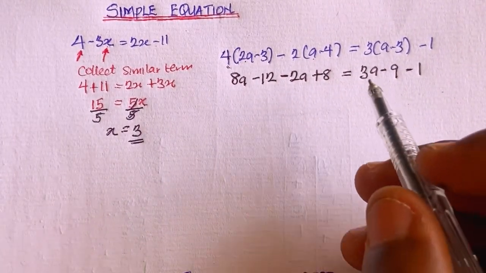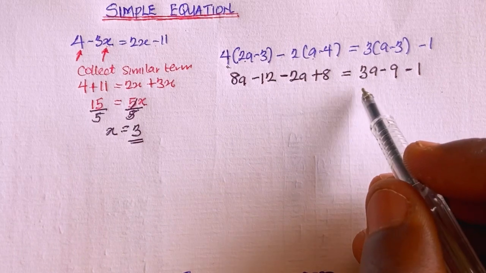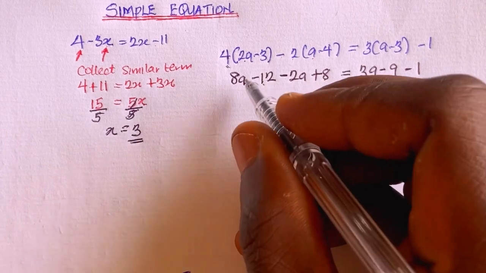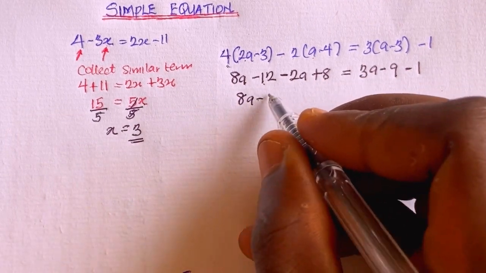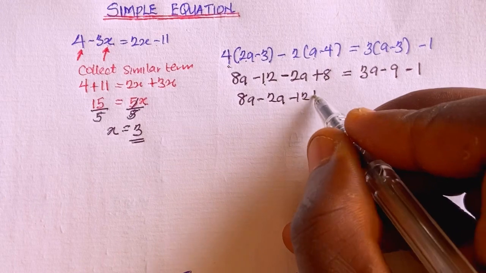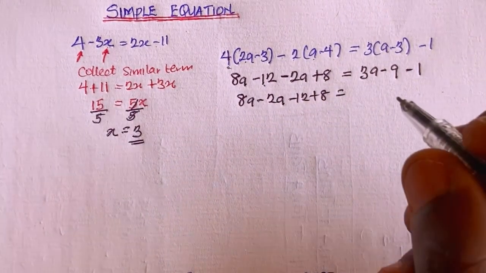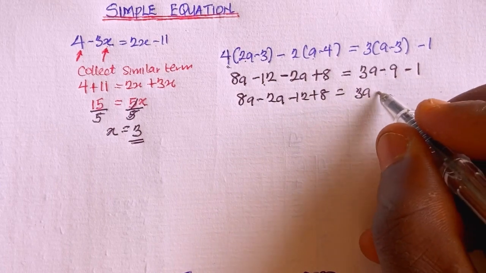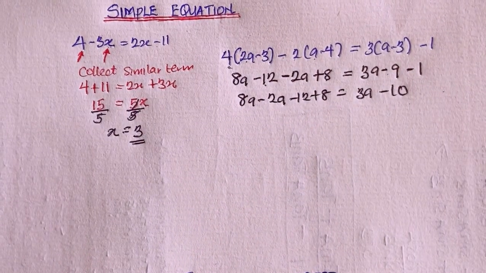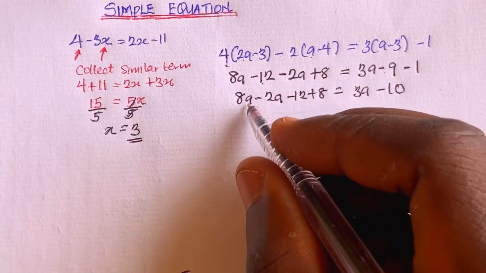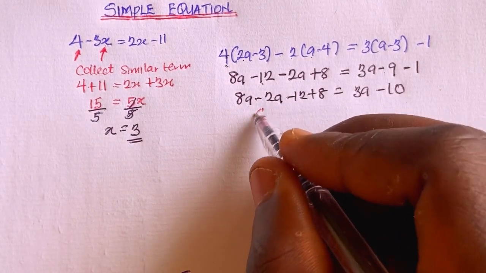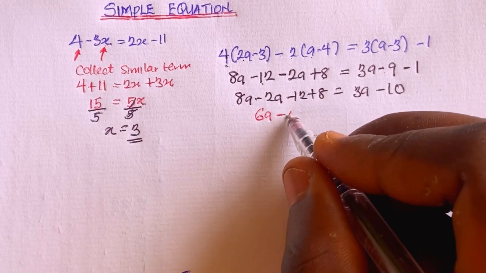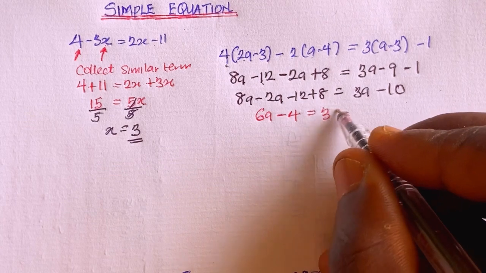So what I'm going to do is simplify both sides, right? I'm going to collect this minus 12 and this plus 8, so this simply means 8a minus 2a, right? Then minus 12 plus 8, which is equal to, here I'm having 3a, then minus 9 minus 1, which is actually minus 10, right? So simplifying further, 8a minus 2a should give me 6a, right? Then minus 12 plus 8 is actually minus 4, right? Then equal to 3a minus 10.